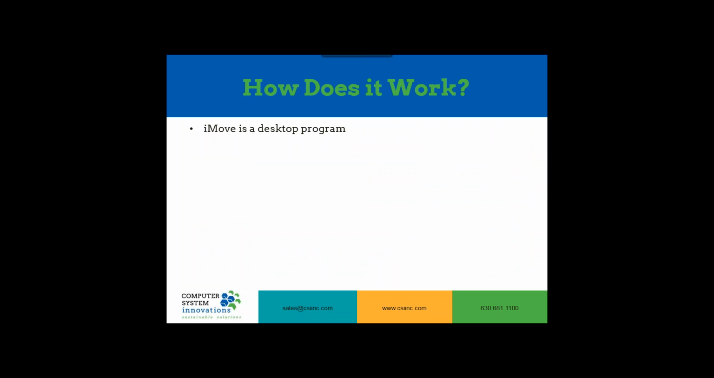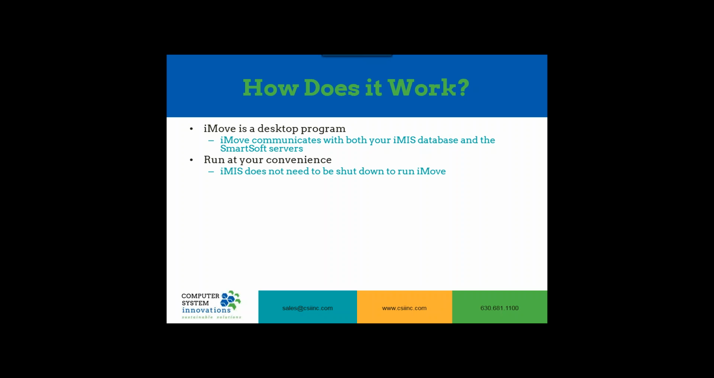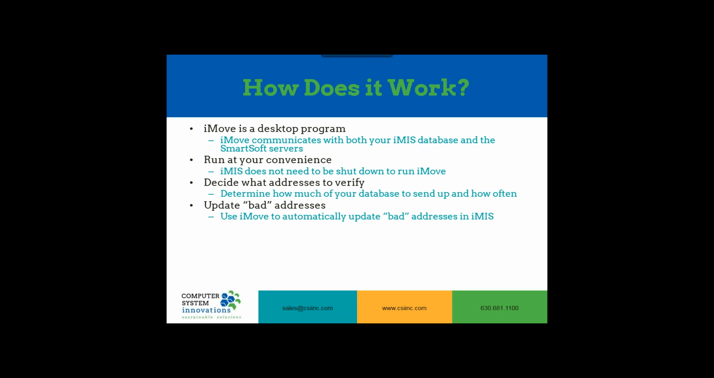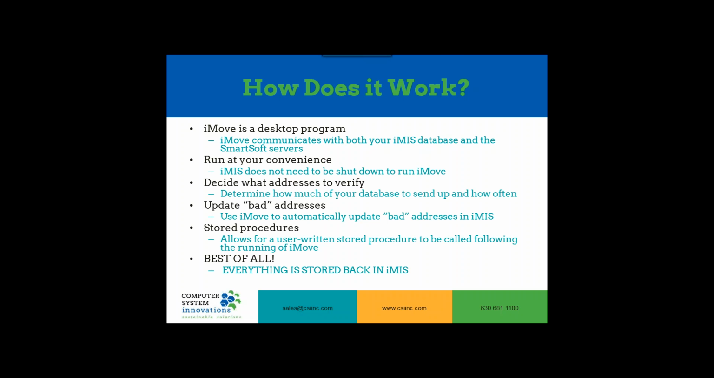So how does it work? Well, it's pretty straightforward. It's a desktop program, and it's going to communicate with your iMIS database and the SmartSoft servers. You can run it whenever you want. You don't have to shut down iMIS, which is pretty powerful. You can decide, as I mentioned, what addresses you want to verify. You can send up part of your database, all of it, and you can decide how often. I mentioned it updates the bad addresses. It can automatically change those addresses and clear the flag if you're marking those addresses as bad. It'll call a stored procedure that you have to write that will go and do other fun things if you like. And everything stays in iMIS, which is pretty cool.